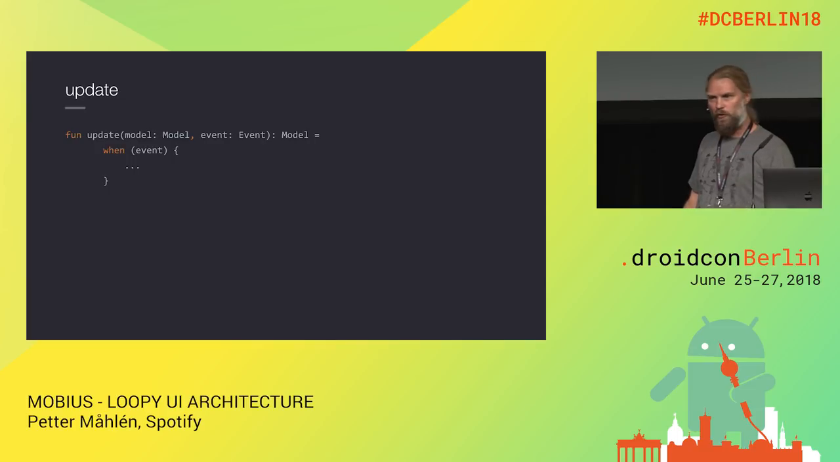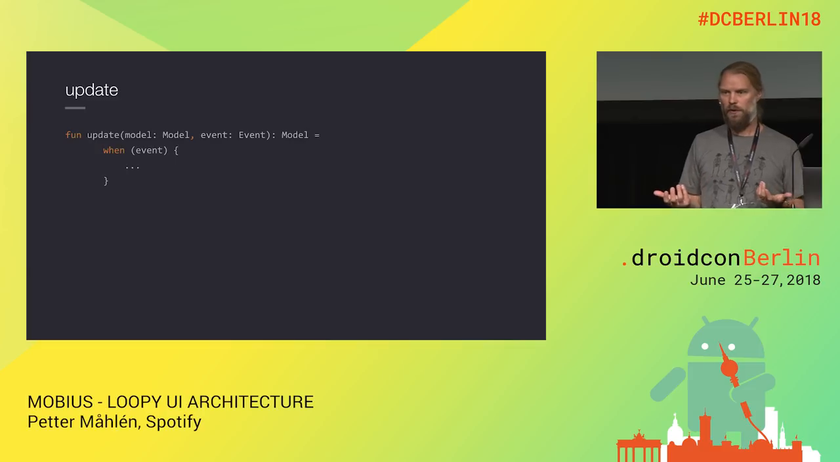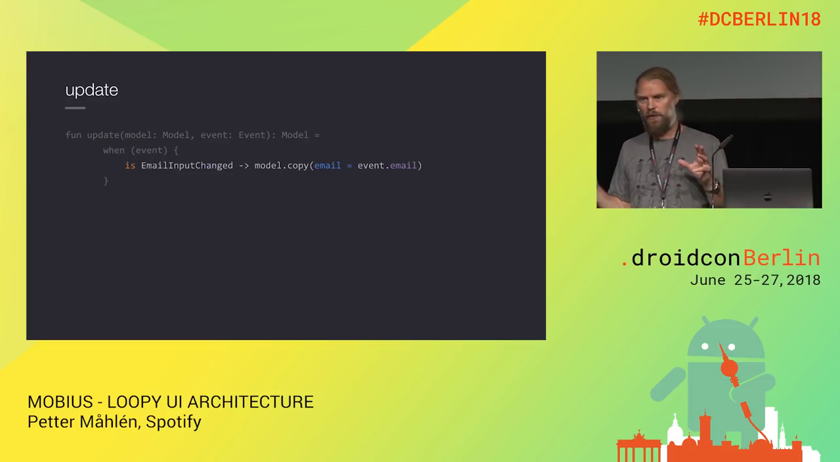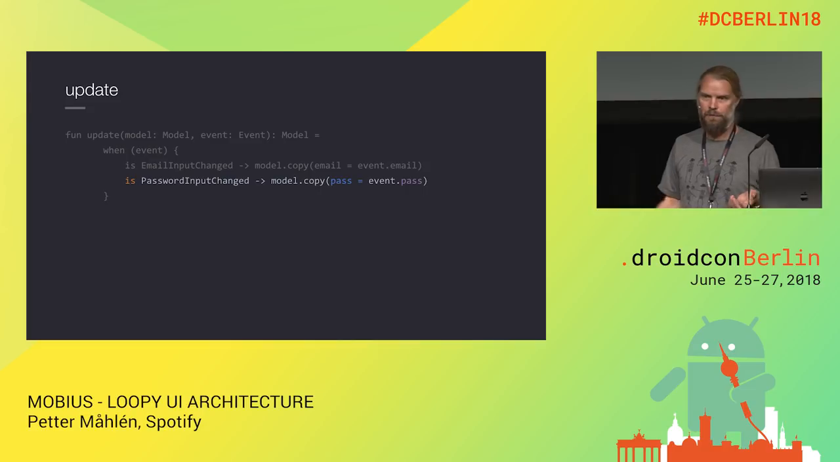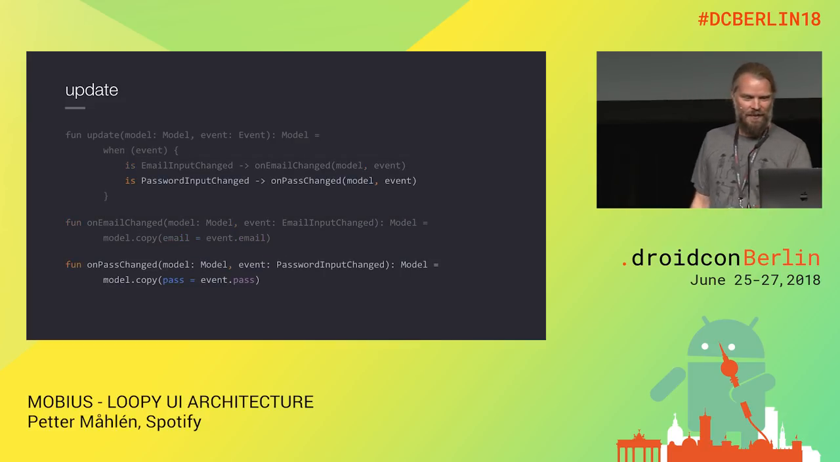So let's write an update function for our login field. We have a function that takes a model and an event and returns a model. With sealed classes, you can use this nice when expression. So we switch on the event. If the event is email input changed, then we record that fact in our model. So we return the same model as before, but update the email field. If it's a password input changed, we do the same thing, but not quite. And I'm going to move these out into methods because we're going to be doing more with those later on.